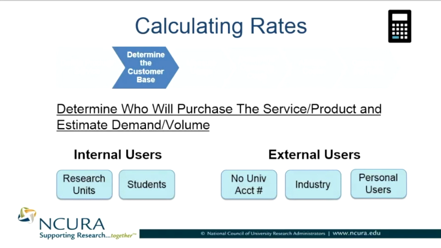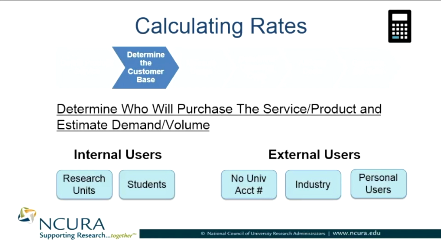A couple slides earlier, we discussed estimating your usage. As part of that exercise, you need to understand who your users are. Are they internal, external, researchers, students? How much volume will they really need? And can it be predicted based on history or surveying those groups? It's especially important to understand the external users, since you need to make sure you're recovering your full costs.